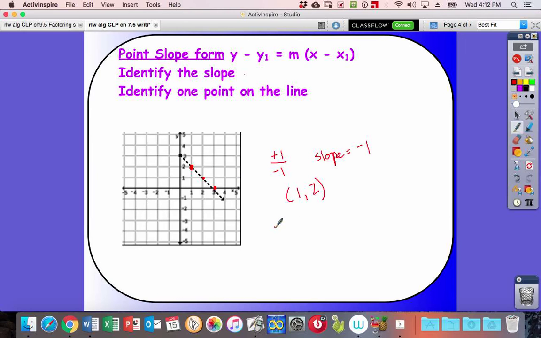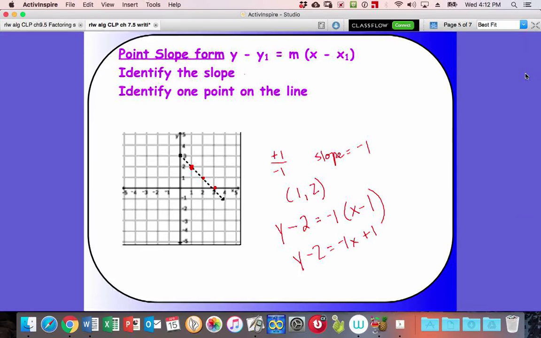I plug it into my formula up there: y minus 2 is equal to the slope, -1, times x minus the x-coordinate, which is 1. So y minus 2 is equal to -1x plus 1. That's the equation of this line. Those are your two options for writing the equation of a line.